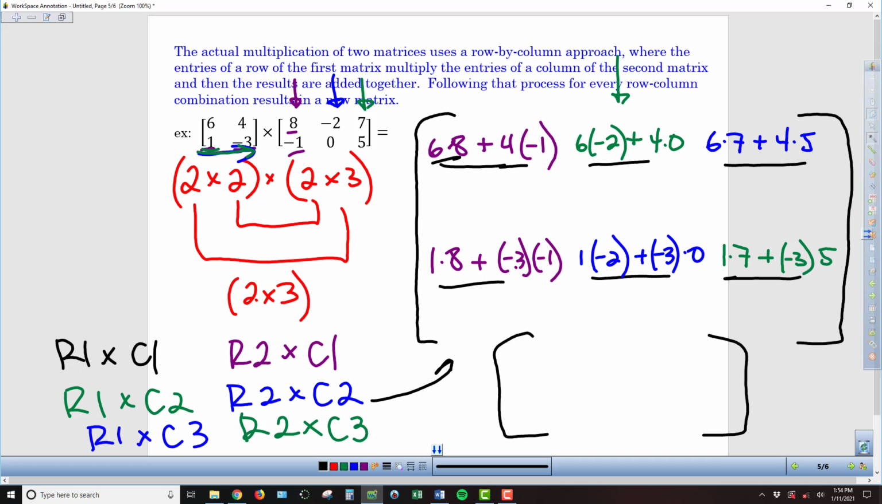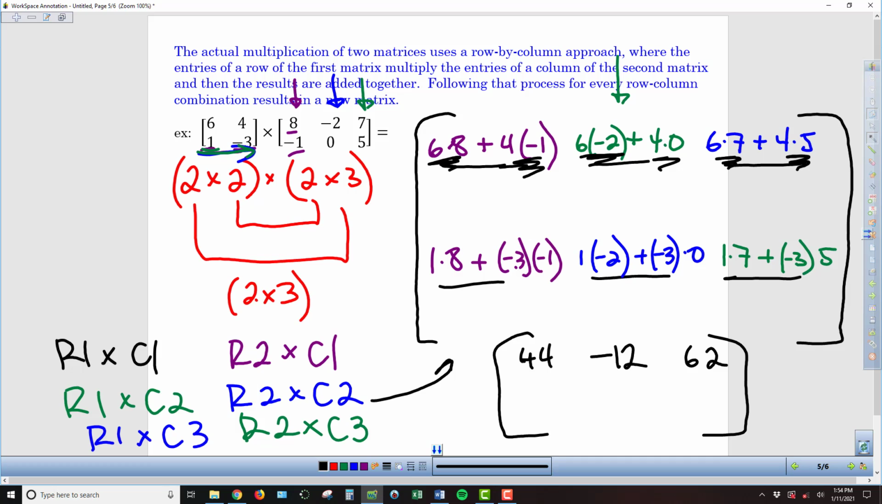So I've got 6 times 8 is 48 plus -4, so I've got 44 as that first entry. Then I've got 6 times -2 is -12 plus 0, so I've got -12 in that second entry in that row. And then I've got 42 plus 20, so I've got 62 as the last entry in that row.